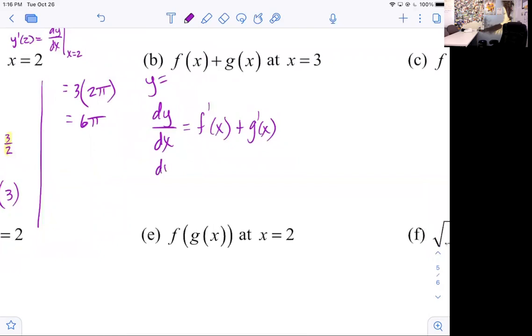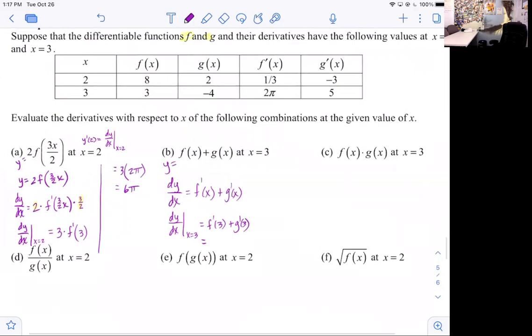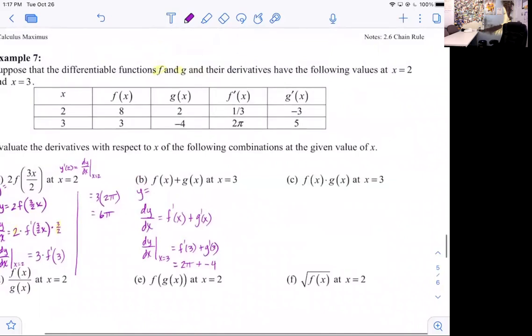And now we'll plug in the 3. So dy dx evaluated at x equals 3. We get f prime of 3 plus g prime of 3. And on a free response, you cannot stop there. That's not considered a numeric answer because it still has notation in it. But now we can plug in from the table. Please be there. f prime of 3 is still 2 pi. And then g prime of 3 is -4. Oh, that was g of 3. Ooh, I need to work on my table reading skills. It's 5.